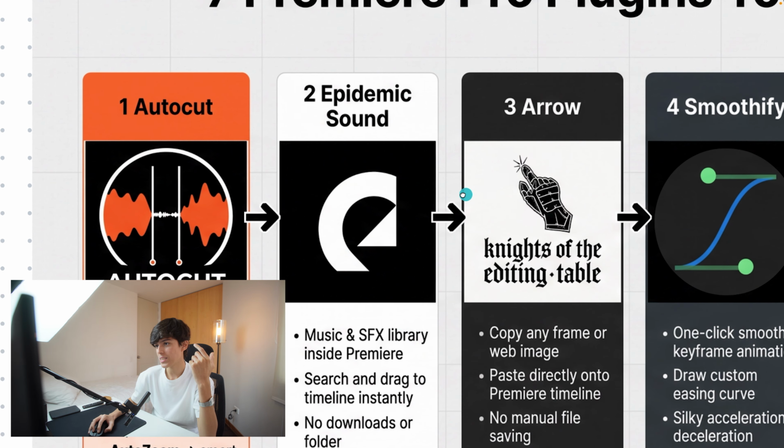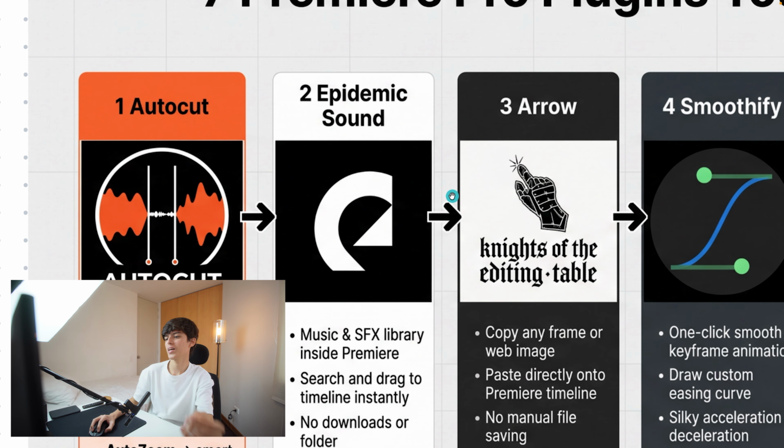So the next one is Epidemic Sound. This is a very well-known music and sound effects library inside Premiere. What you would be doing until now: go to epidemicsound.com, download the sound effect or the music you want to use, go to your folders, and then go into Premiere to import it.